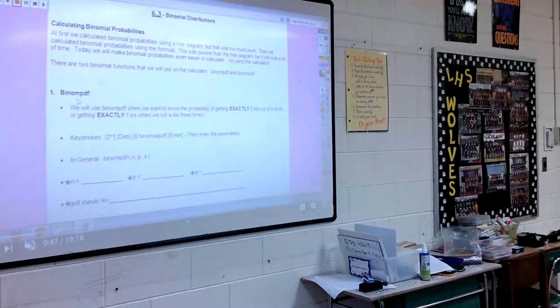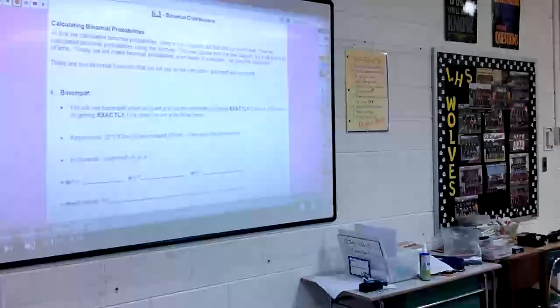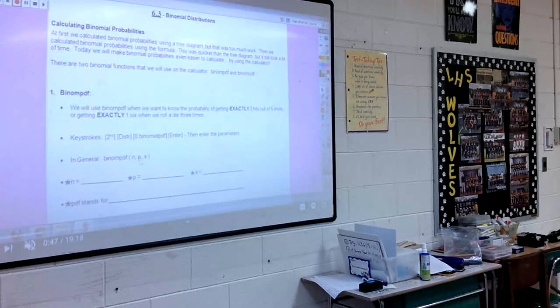And to use binomial probability, you go to, and this is why this is in your notes, which is good. You go to second distribution, which is second vars. You go to number 0 is a quicker way to get to it, binomial PDF. You hit enter, and then you enter your parameters. And it says, in general, these are your parameters. The number of trials, the probability of success, and then how many successes that you want.